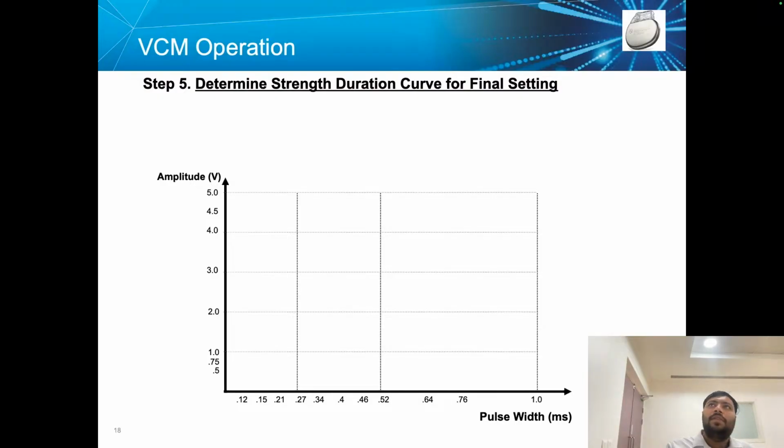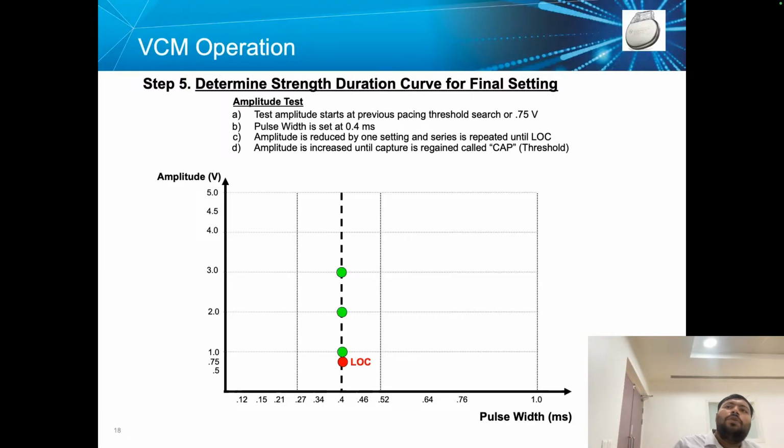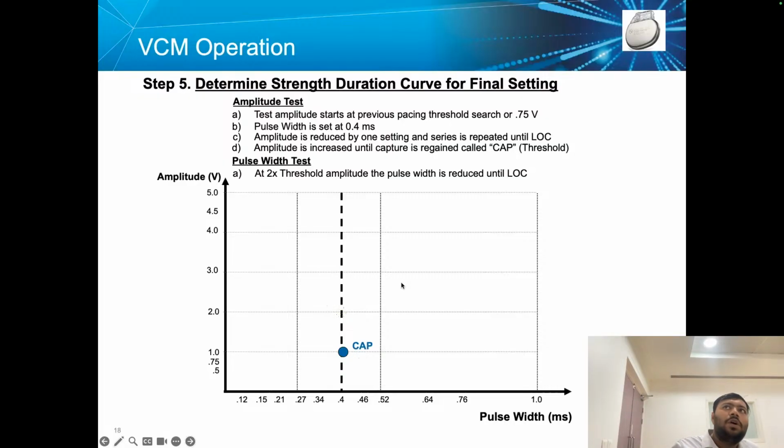So we are at almost the final step: the strength duration curve. Everyone knows the strength duration curve. Here we are going to see how it is plotted. You can see these three green dots; this is above threshold, this is also above threshold, this is also above threshold. This red one is loss of capture. If anything is loss of capture, the near capture beat we will call capture. So according to us, this is the capture threshold for this device. We will keep a safety margin here, 3 volt. This is for the amplitude test. Parallelly, the device will do the pulse width test also.